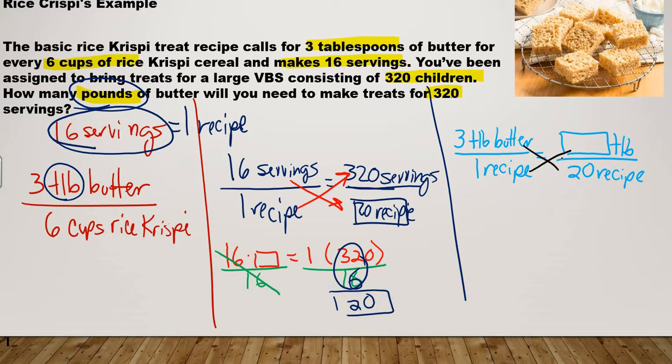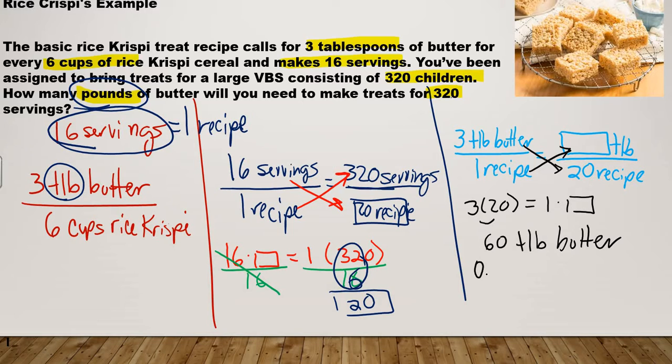So I cross multiply again, and it's 3 times 20 equals 1 times an unknown. So I see 3 times 20, I need 60 tablespoons of butter. That does me no good when I go shopping, because you don't buy tablespoons. A conversion is that a tablespoon is half an ounce. So now we're going to convert.